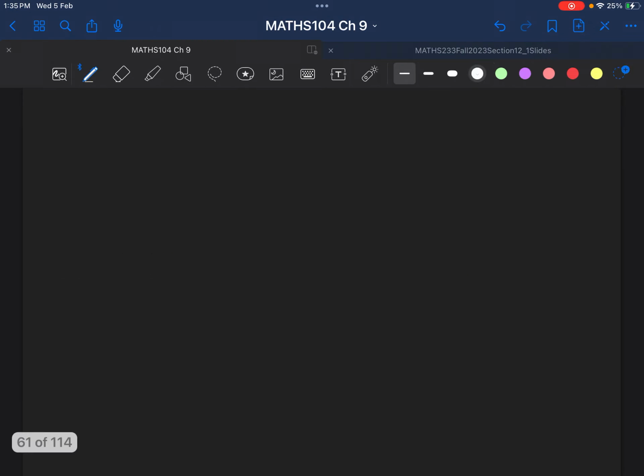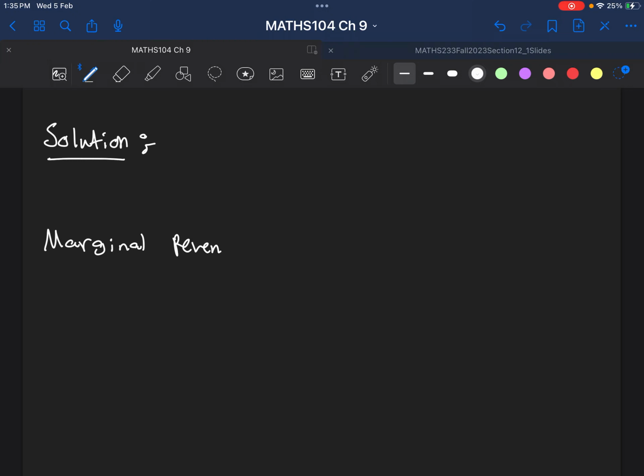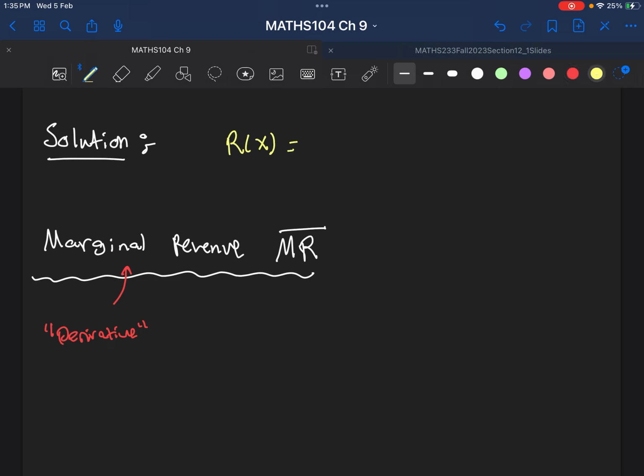The first thing is we will find the solution. First one is the marginal revenue. Sometimes we write it MR with a bar on top of it. Now, what is the marginal revenue? Marginal revenue is another name for the derivative. That means we need to find the derivative.